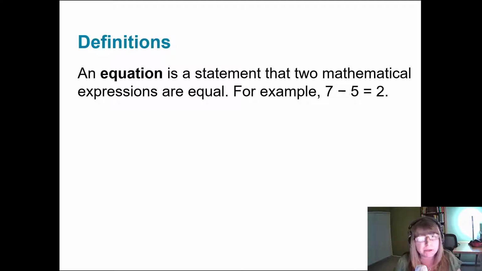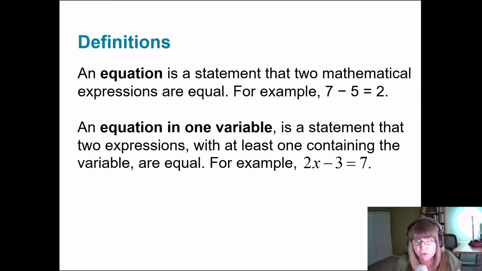An equation you've probably run into many times in your past. It is a statement that two mathematical expressions are equal. For example, 7 minus 5 is on one side of the equal sign, and 2 is on the other side of the equal sign. An equation is where those two sides are equal. An equation in one variable is the same type of statement, but there's a variable, a letter, on either just one side of the equation or on both sides. So for example, 2x minus 3 equals 7 is an equation with one variable.